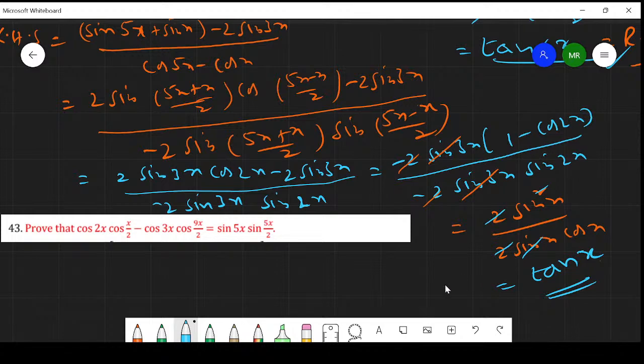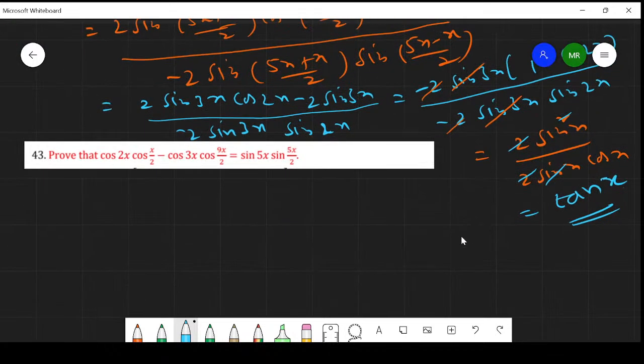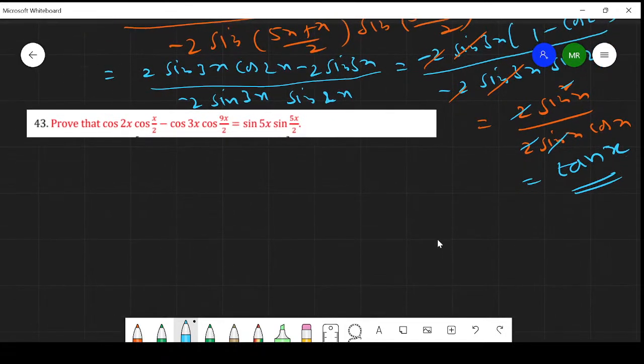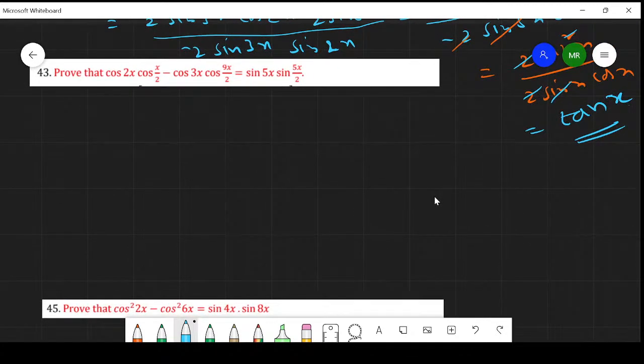Another 2-3 problems are there, 5 marks. Prove that cos 2x cos x/2 minus cos 3x cos 9x/2 equals sin 5x/2. So this is one more 5 marks problem. This question they may ask rarely. This is a miscellaneous example problem. So this one you can see here.